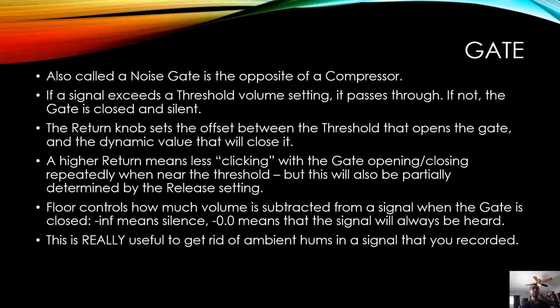Related to the compressor and the limiter is the gate, also called a noise gate. This is, in effect, the opposite of a compressor. So, if a signal on a gate exceeds a threshold volume setting, it passes through the gate. If not, the gate shuts off and the signal is silent. So the return knob on a gate sets the offset between the threshold that opens the gate and the dynamic value that will close it.